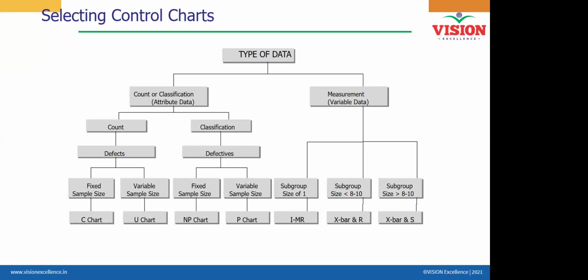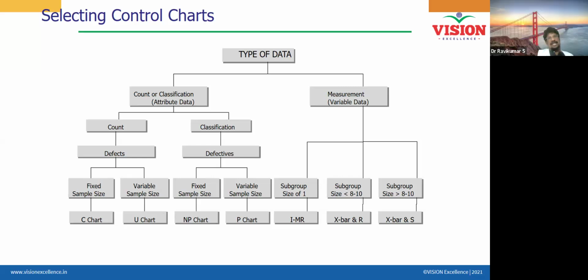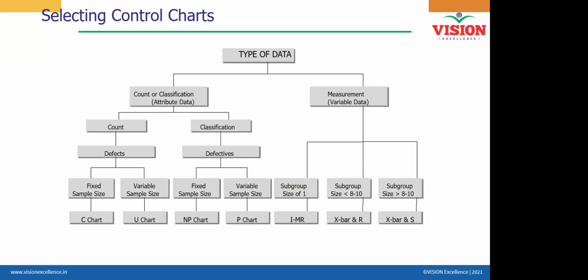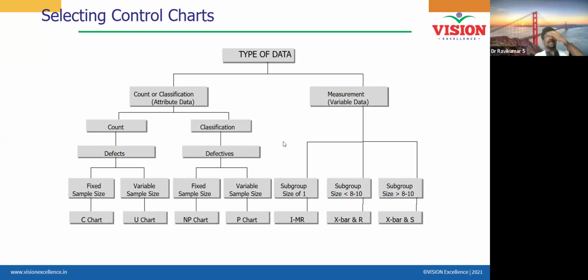In total it may be 25, but that doesn't matter. In a single frequency, if you are collecting 8 or less than 8, then obviously you have to go for an X bar R chart. Suppose you are having only one sample, then it is an individual moving range chart.